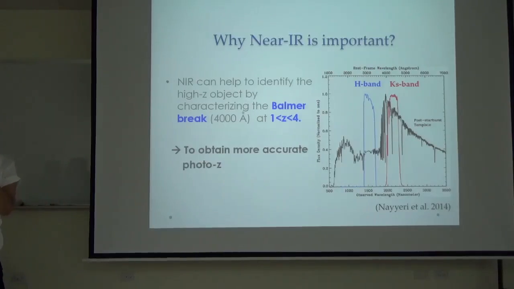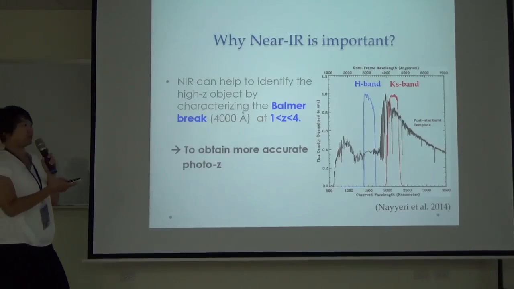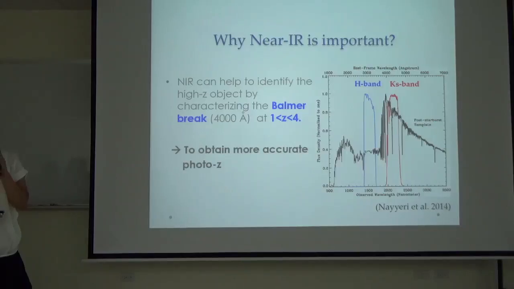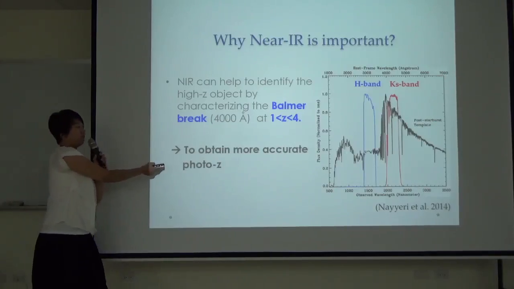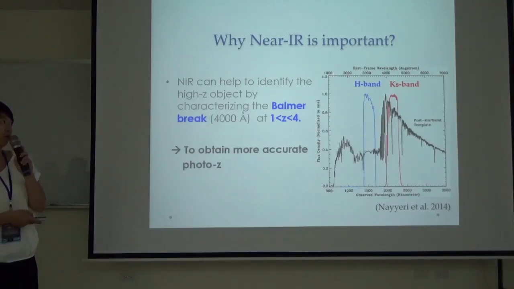And the other reason is that we can use the near-infrared bands to characterize the Balmer break feature at high redshift. So if we have near-infrared bands, then we can have more accurate photo-z quality.